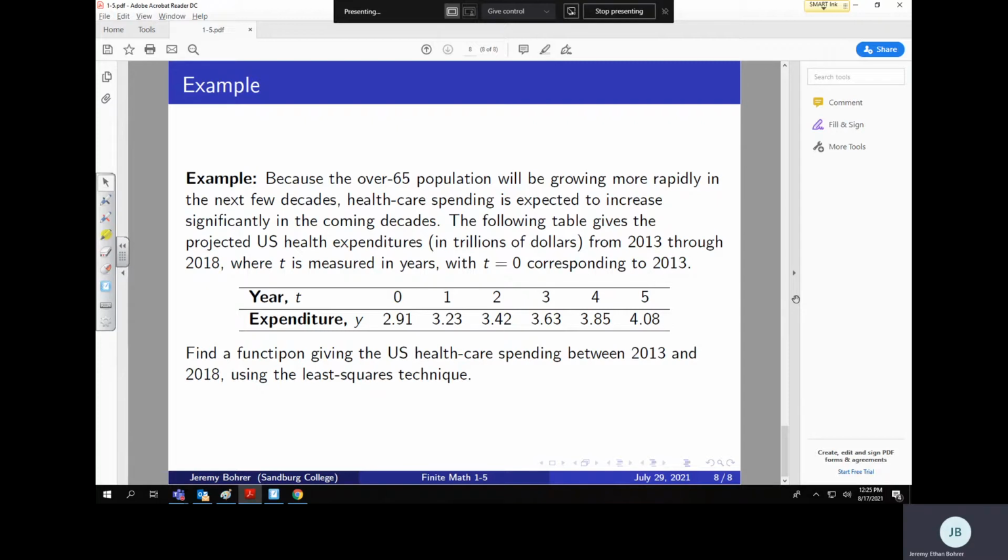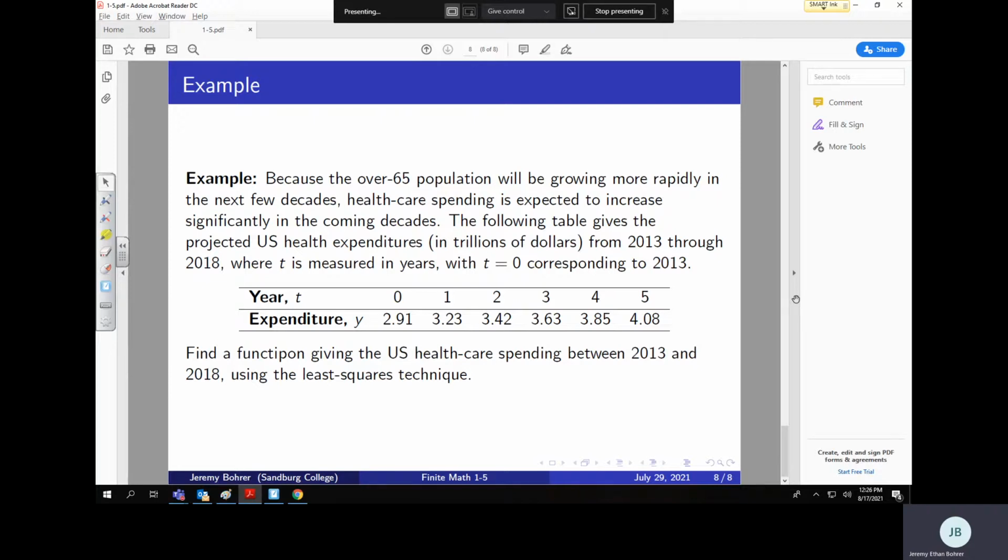The following table gives the projected U.S. health expenditures in trillions of dollars from 2013 through 2018, where T is measured in years, with T equals 0 corresponding to 2013. We want to find a function giving the U.S. healthcare spending between 2013 and 2018 using the least squares technique.